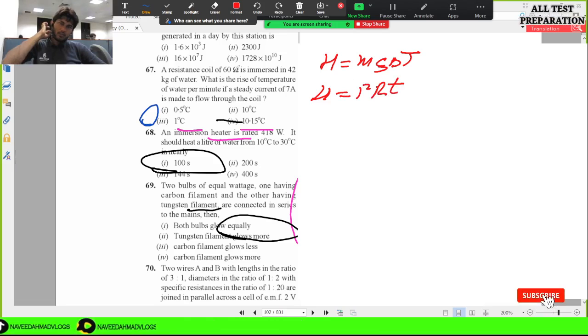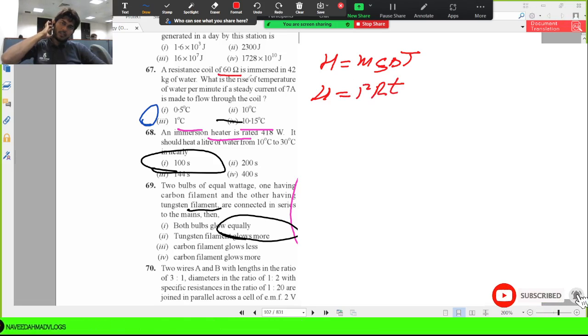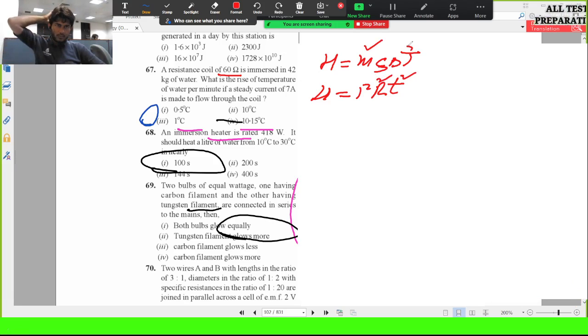So in this case, resistance is given to us. Mass is given to us. Resistance is given to us. You need to find the rise in temperature per minute. So per minute means you have to find this one, that should be equal to H by t.